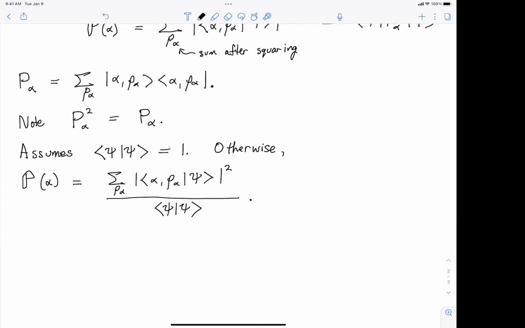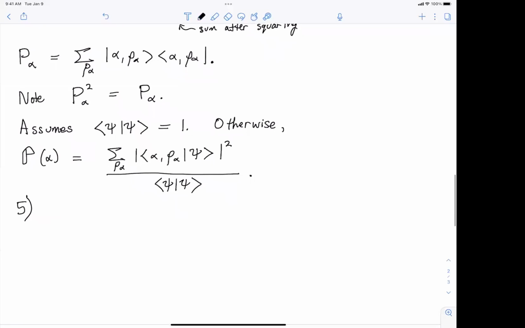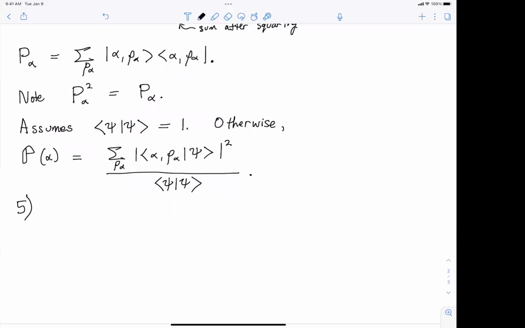Good. So that's probabilities of measurements. And then there's postulate 5, which famously many people want to do away with and replace. Postulate 5 has to do with what happens to a state after you make a measurement. This is sometimes known as the collapse postulate. This says that after the measurement, let's say you did a measurement and you got the result alpha.